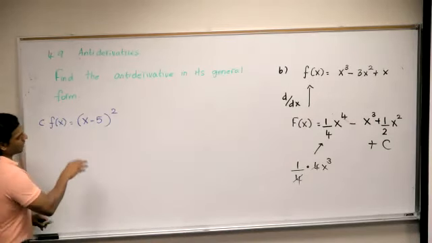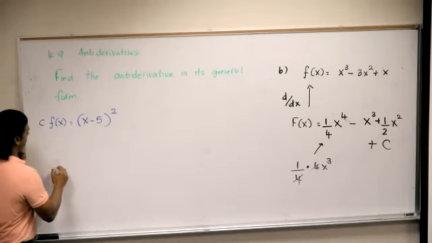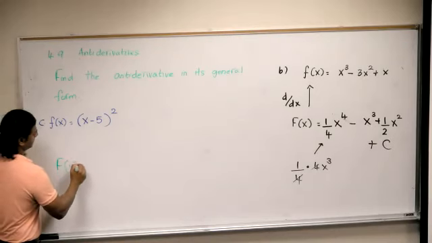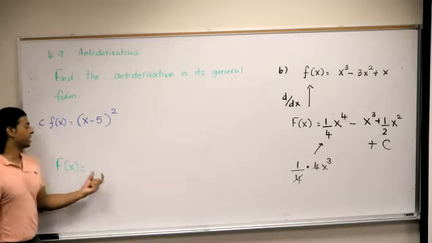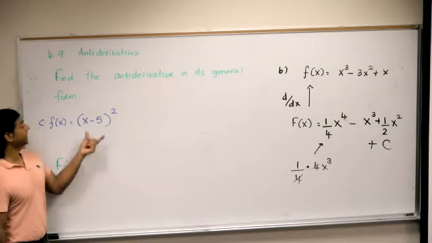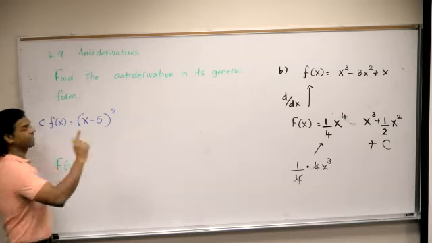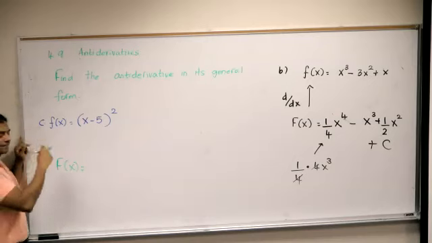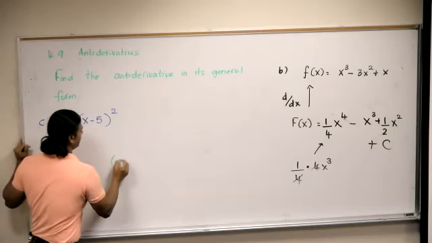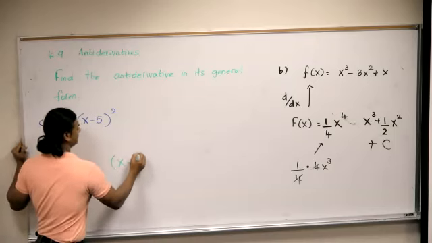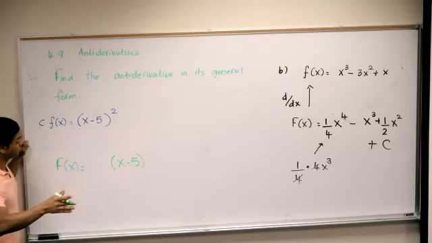So I've got to come up with some function so that when I take its derivative, I get (x - 5)². Well, some of you FOILed and then did it. It's fine. I'm going to be special.